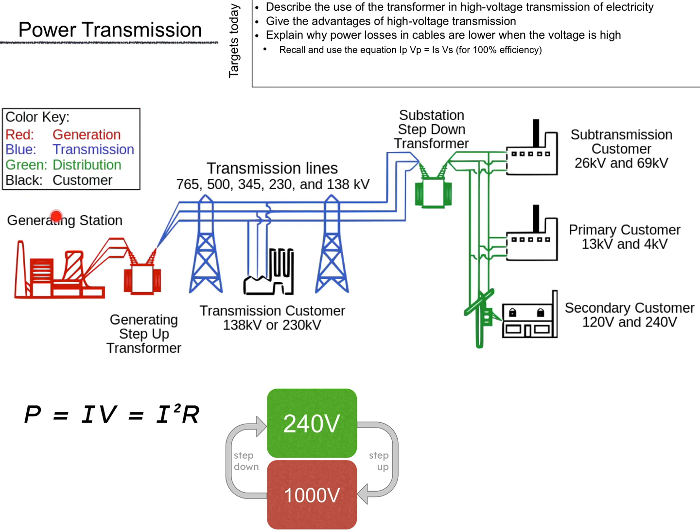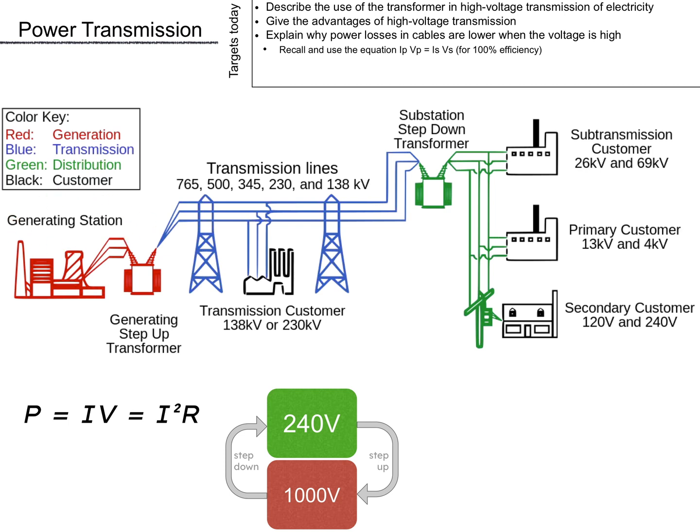We've got everything, the red over in the left here is the generation. Then we've got the transmission in blue, the electricity getting passed around the country. We've got the distribution in green, and then it's going to get to the customer. So as I said, the first thing obviously is this generating station.